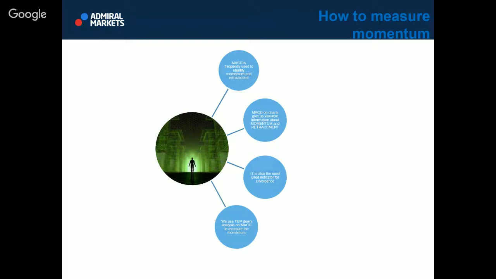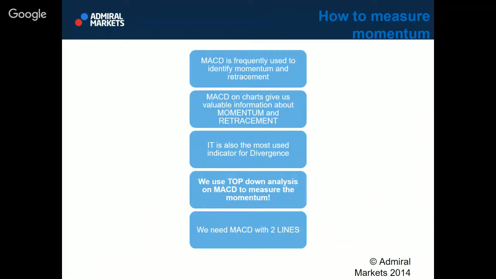One of the most useful indicators for spotting divergence is MACD. And in my opinion, MACD, at least how I use it, is the top indicator for measuring the momentum by using top-down or MTF analysis. Okay? We use top-down analysis on MACD to actually measure momentum, guys. Okay? We use MACD two-line, but we need also to have OSMA.